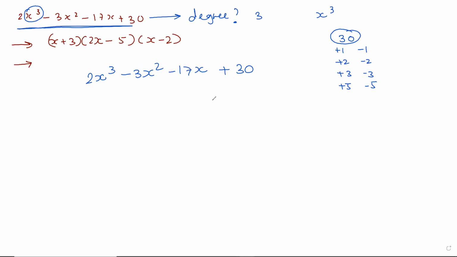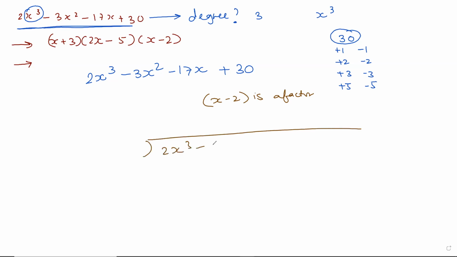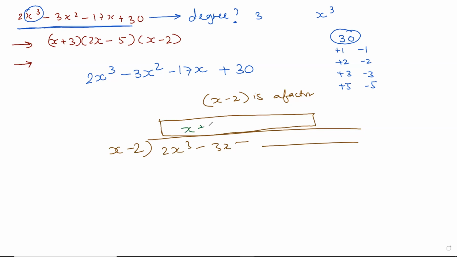Ma'am, I divided it using the long division method. Yeah, Hamna, I got what you did. See, what you're trying to say is you did this. You said 2x cube minus 3x square and so on, and over here you put x minus 2. And in the quotient, you got something, and that something was a 2-degree polynomial, a quadratic polynomial. And when you factorized that polynomial, you got x plus 3 multiplied by 2x minus 5. Is that right, Hamna?